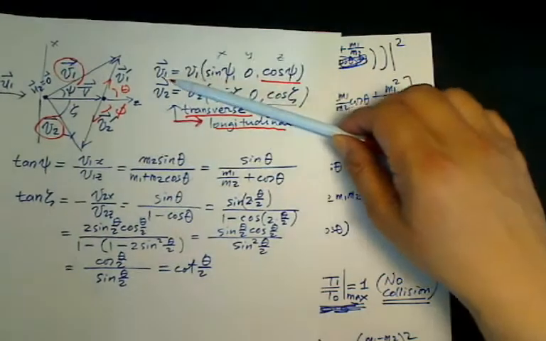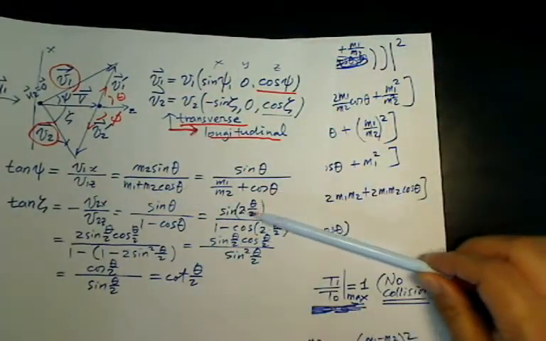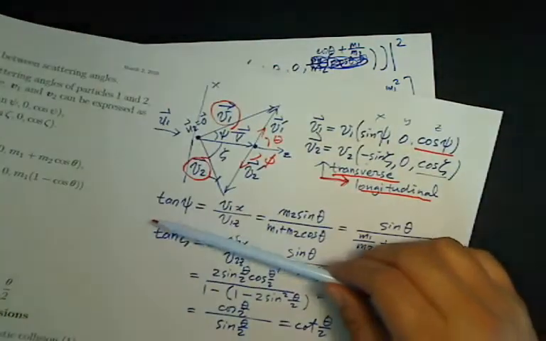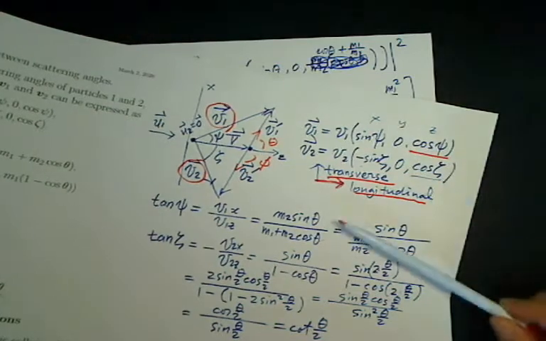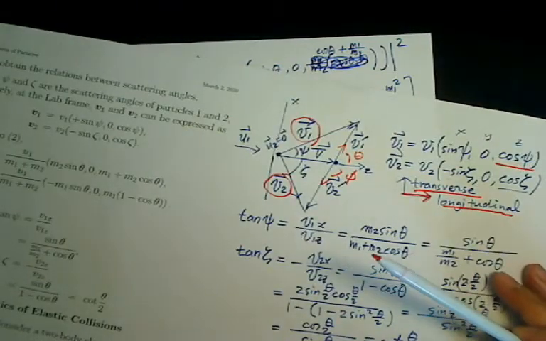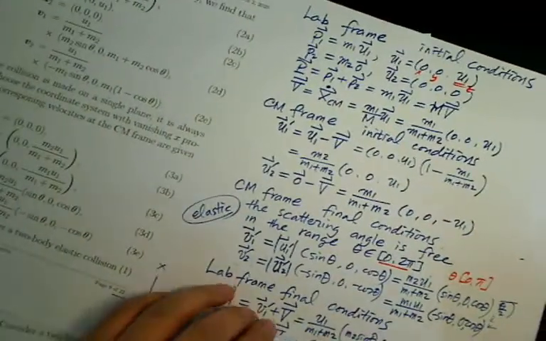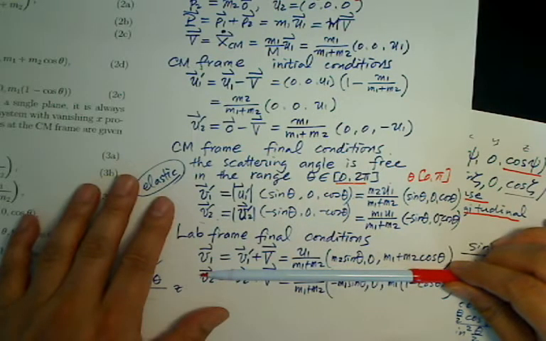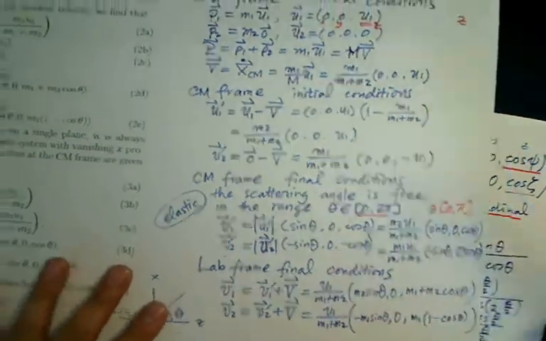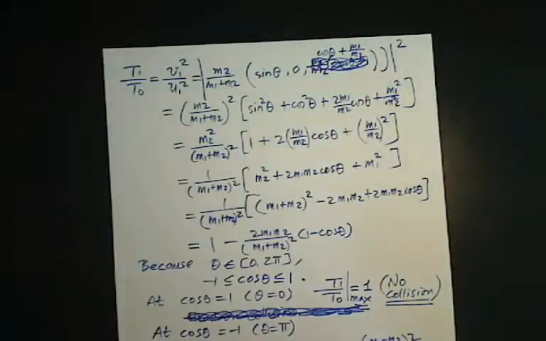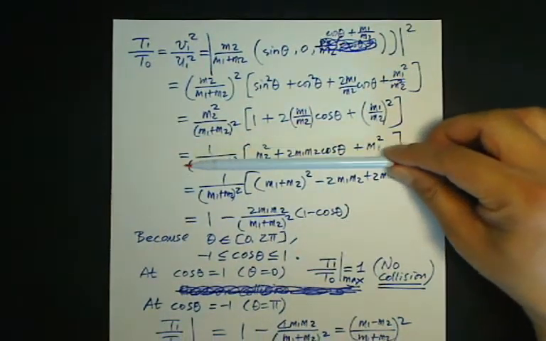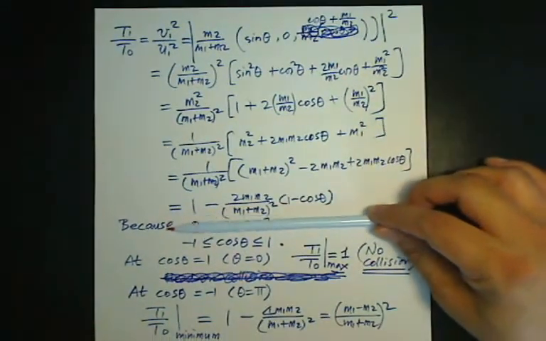We have the final velocity expressed in the lab frame here. This is the final state velocity of particle 1. This one is to be substituted. So substitution and straightforward calculation show this result.